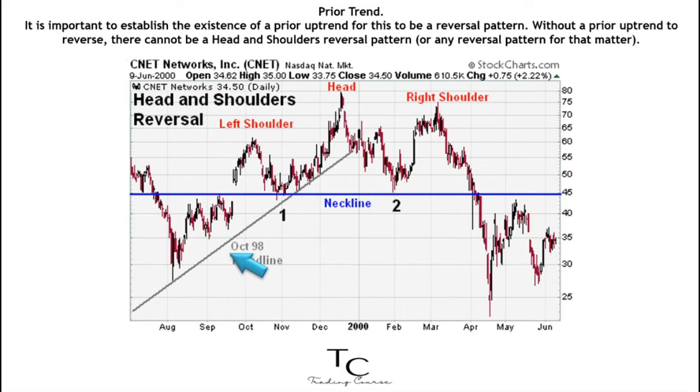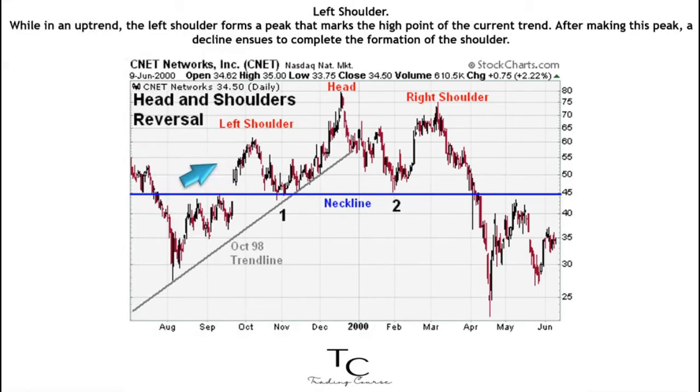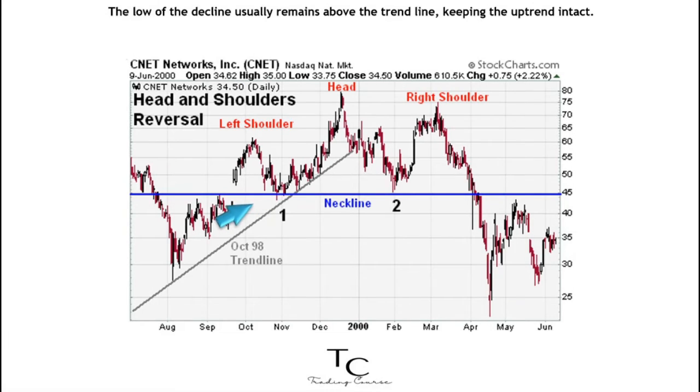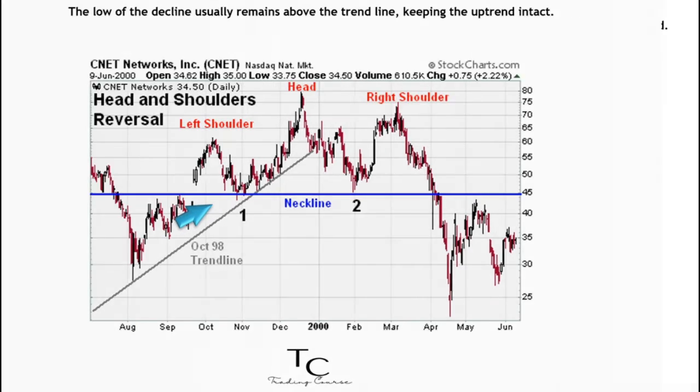Prior trend. It is important to establish the existence of a prior uptrend for this to be a reversal pattern. Without a prior uptrend to reverse, there cannot be a head and shoulders reversal pattern, or any reversal pattern for that matter. Left shoulder. While in an uptrend, the left shoulder forms a peak that marks the high point of the current trend. After making this peak, a decline ensues to complete the formation of the shoulder. The low of the decline usually remains above the trend line, keeping the uptrend intact.